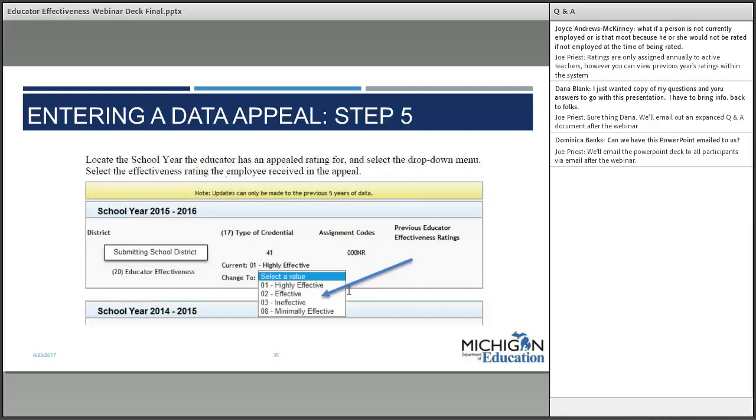I did have a question earlier about what is submitted within the REP. So essentially, this drop-down shows you what values they're reporting within the REP. Each code, 01, 02, 03, and 08 is associated with each of those educator effectiveness labels. So there is no supporting documentation or anything that's reported within the REP collection, just that value of 01, 02, and so on.